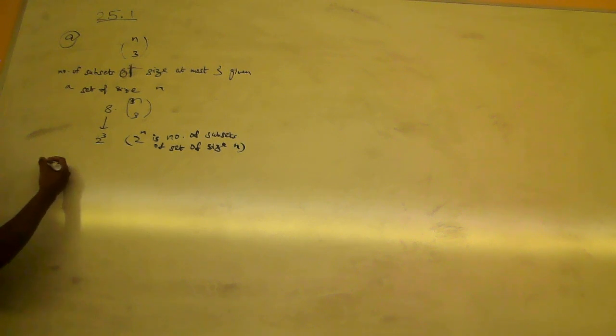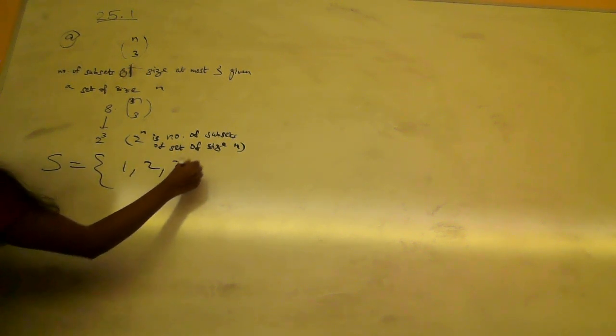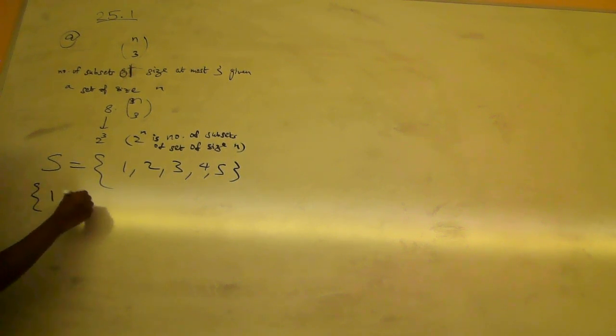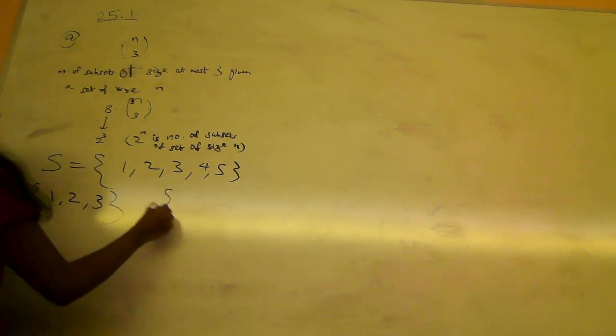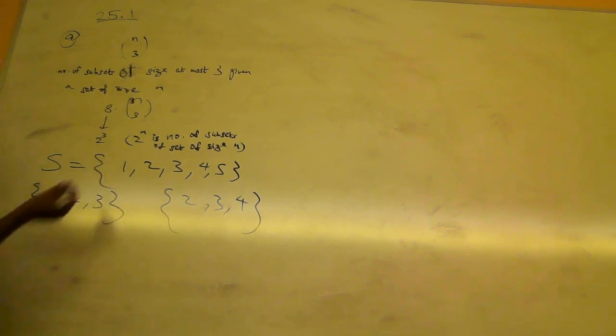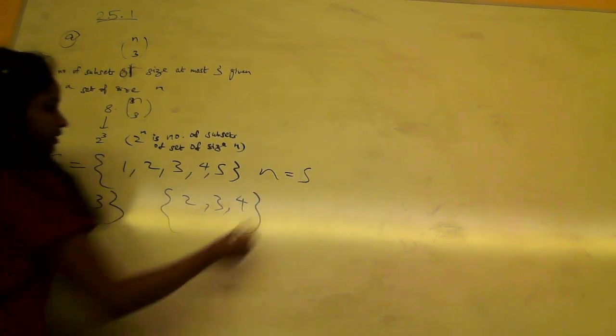So let us assume a set, let us take set S for example. It has 5 elements: 1, 2, 3, 4, 5. Let me assume that this is one of the subsets of size 3. This will be another of the subsets of size 3 of this particular set S, which has n equal 5 elements.